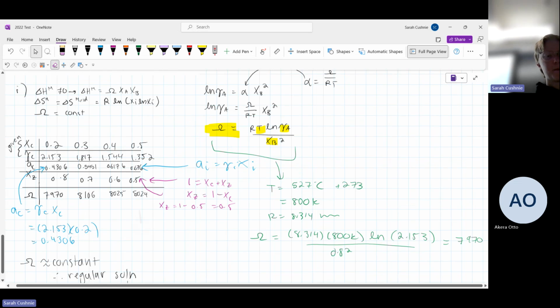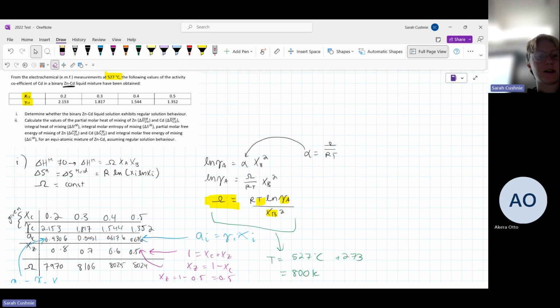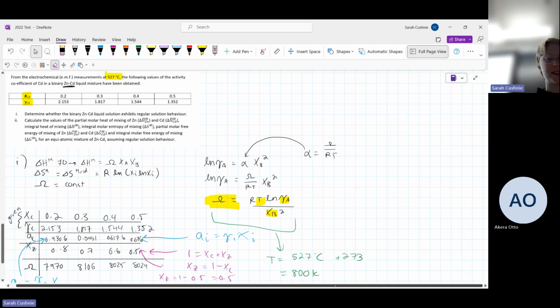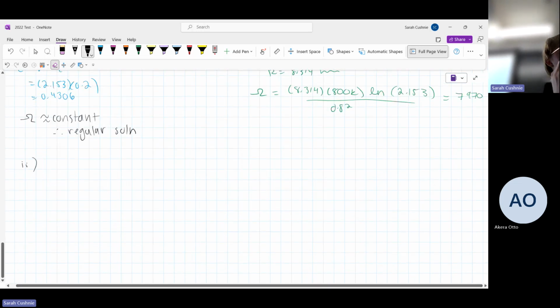All right, so now we go up and part 2 is asking us to calculate the values of the partial molar heat of mixing, the integral heat of mixing, the integral molar entropy of mixing, the partial molar free energy of mixing, and the integral molar free energy of mixing for an equiatomic mixture, assuming regular solution behavior. So that is a lot of words. Let's break it down a little bit, shall we?